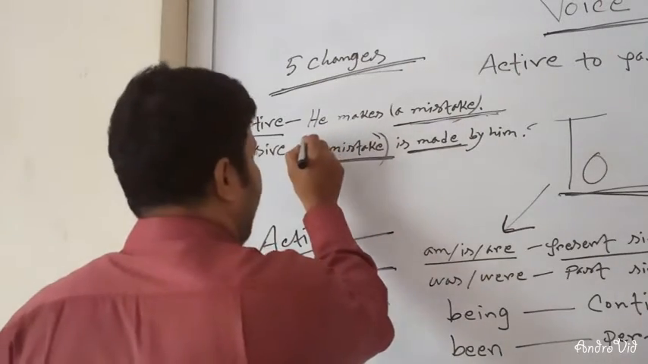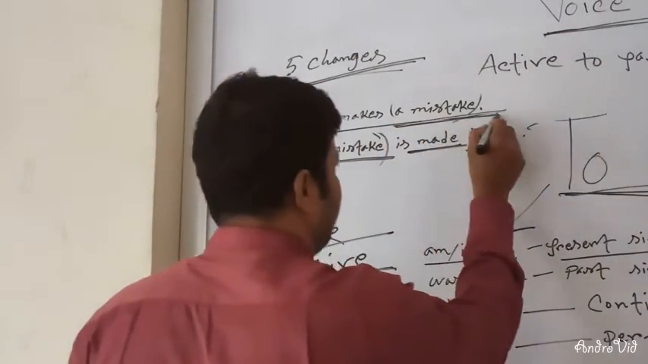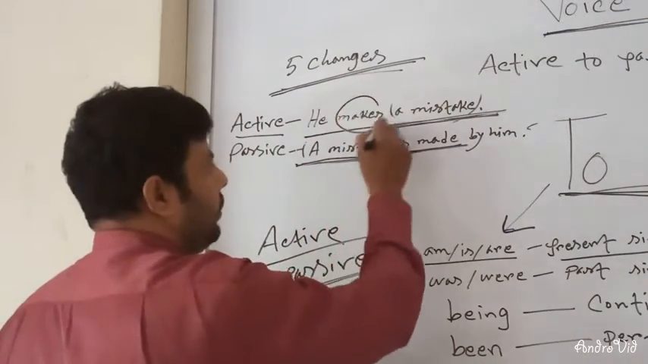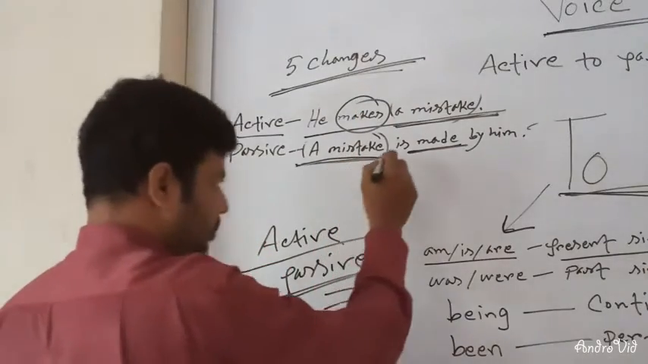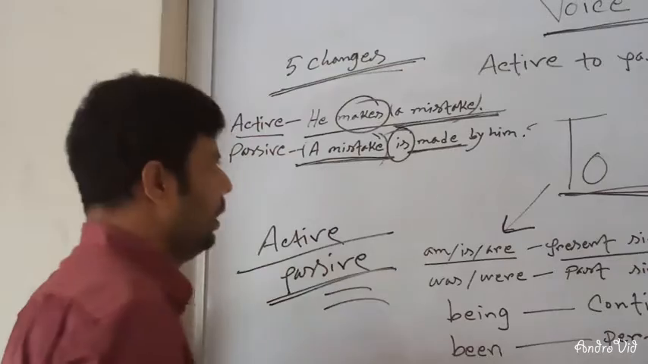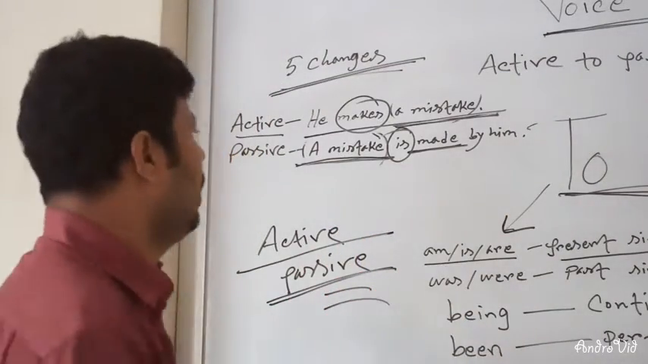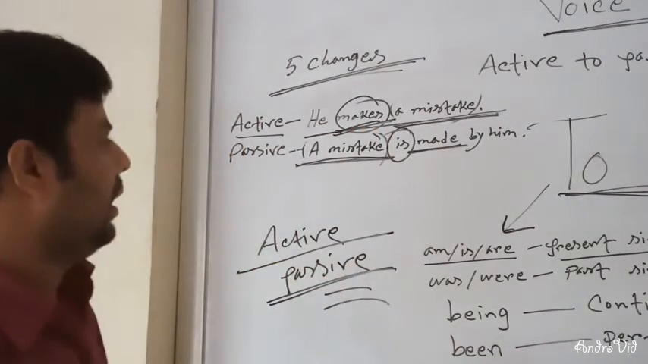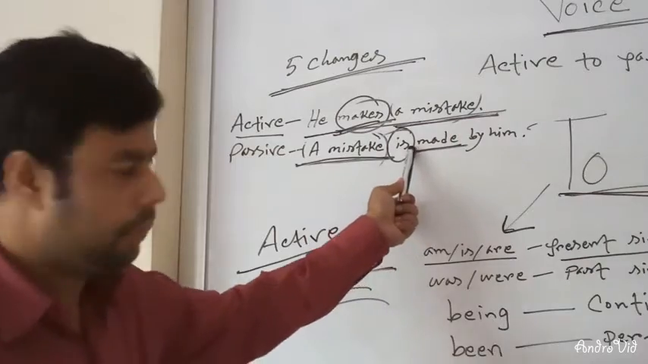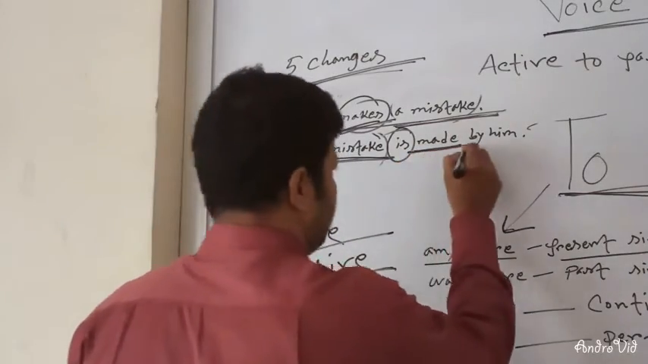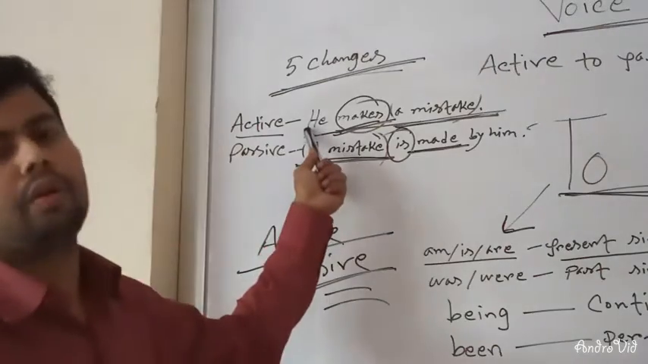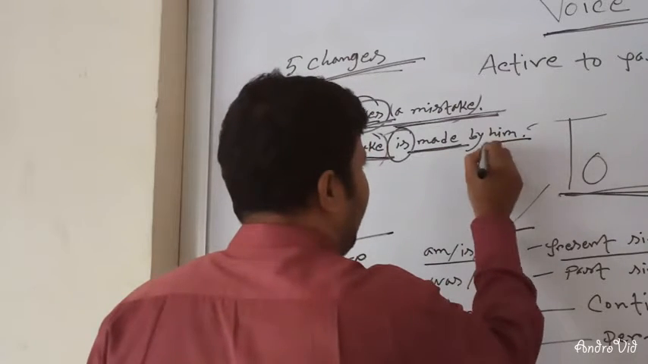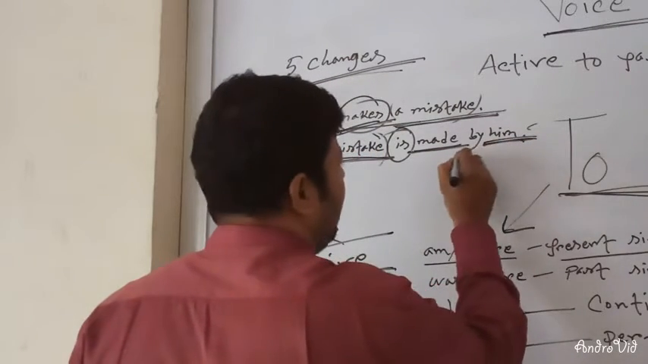So, our active voice is he makes a mistake. So, we add here a mistake. Then, as we have a simple sentence here, we use here is. Then, we have to use the past participle form of the main verb. So, we have made here as a main verb, so the past participle form of the verb is made. Then the subject of the active voice will become the object of the passive voice, and before the object we have to use by.